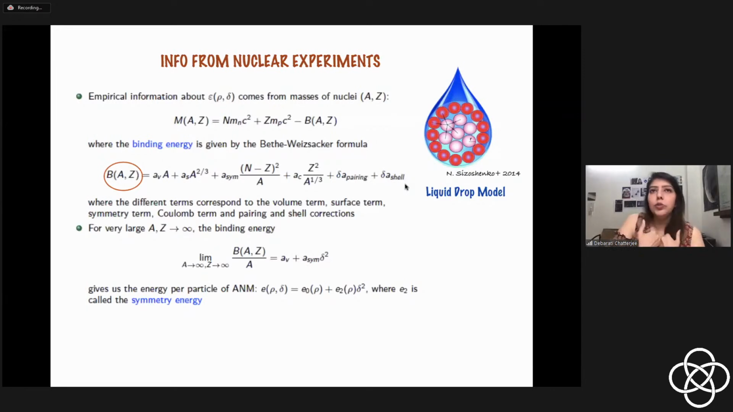Ideally, we would like to calculate the energies for infinite nuclear matter. Like neutron stars, we consider these to be infinite nuclear matter. But as soon as you put it inside a surface, there are all these surface effects that you have to remember and take into account. So this is what can be measured in nuclear experiments.